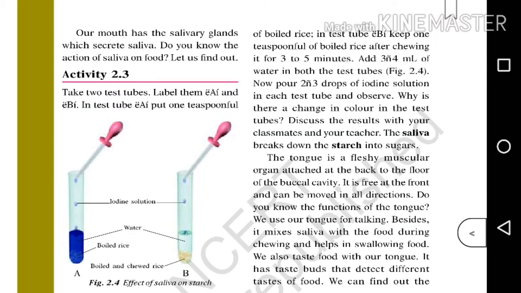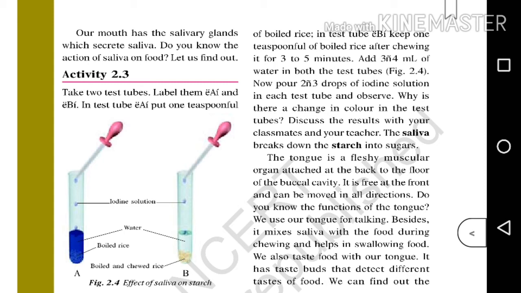Our mouth has the salivary glands which secrete saliva. Do you know the action of saliva on food? Let us find out. Our mouth also has salivary glands. It secretes saliva. Let's do one activity to find out the action of salivary glands.